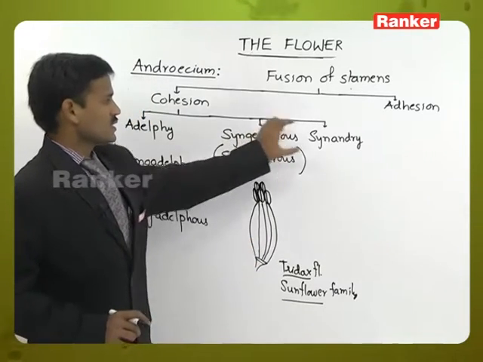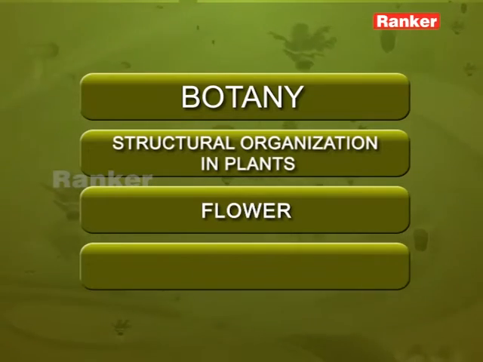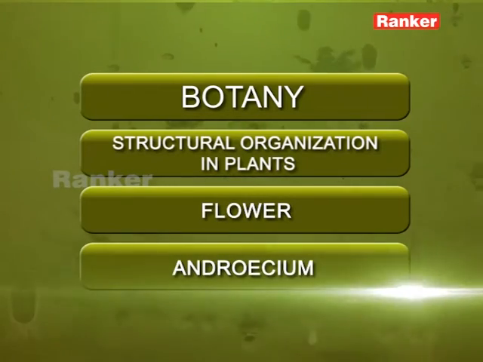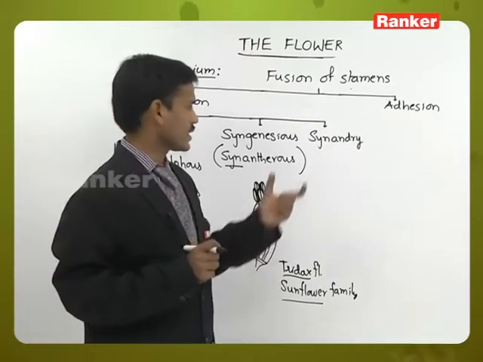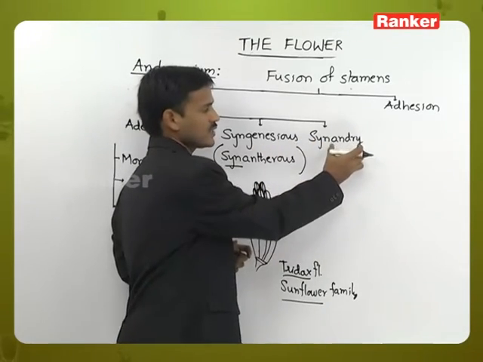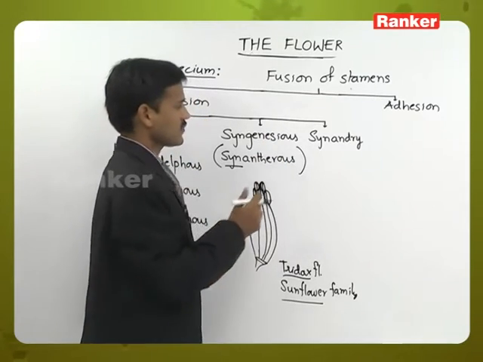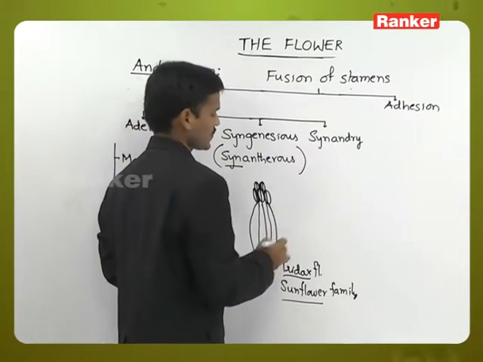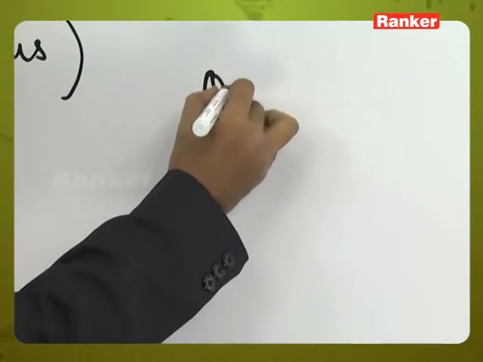So the next one, the third type of cohesion, is synandry. Synandry means anthers and filaments both are fused. If both are fused, it is called synandry. Syn means complete fusion. Within the androecium, all the parts, all the stamens are fused. So synandry is observed in Cucurbitaceae family members.